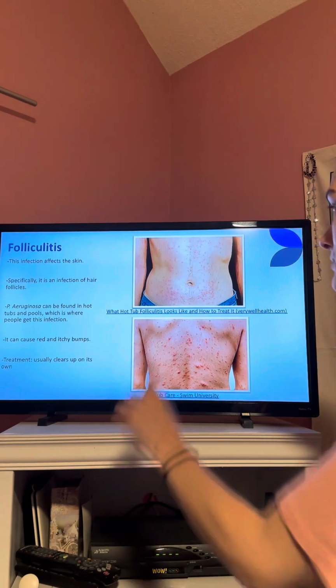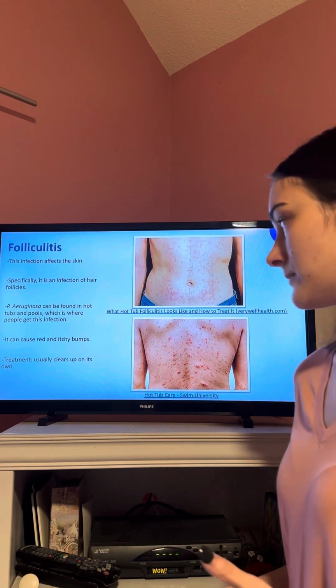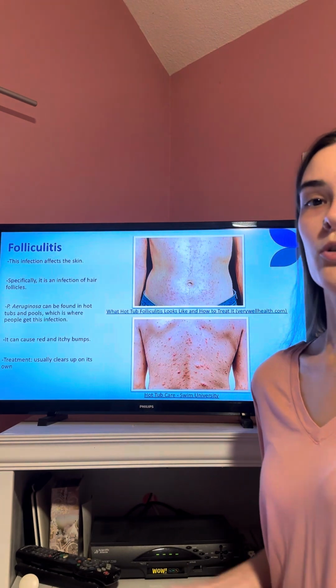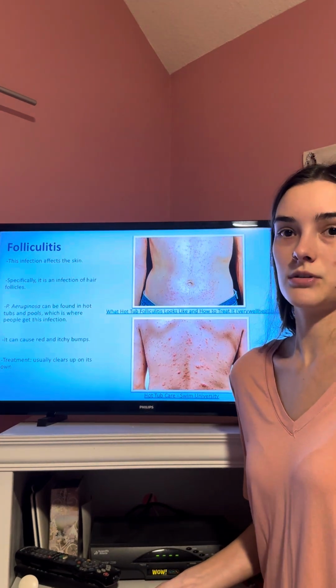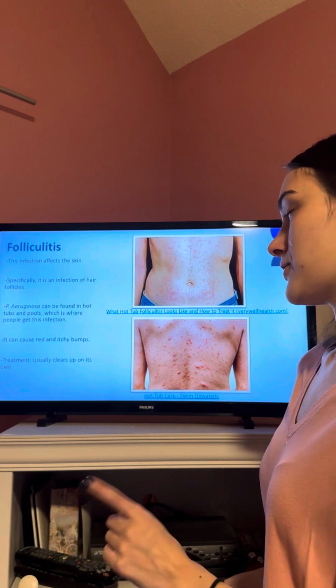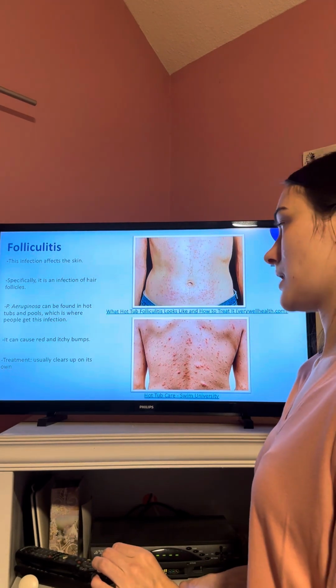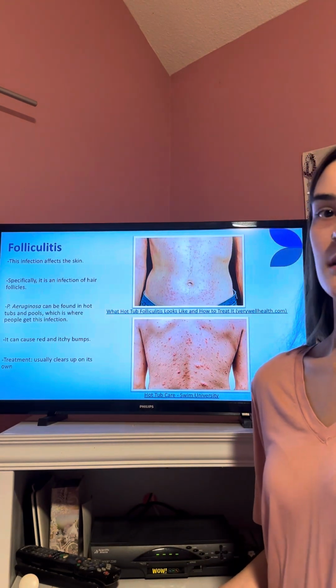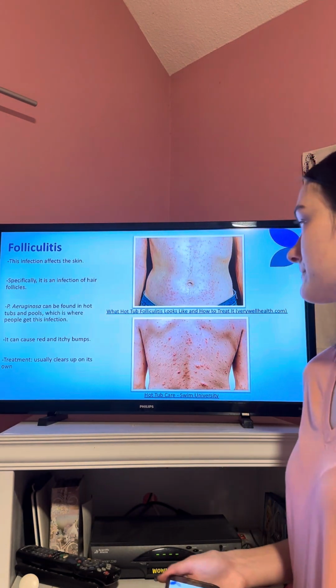It causes these red and itchy bumps all over your skin or any affected area. Like when you get in a hot tub and pool, your whole body is submerged, so it will affect most of your body. And the treatment for this is it usually clears up on its own, but in certain circumstances it won't, and doctors will prescribe an antibiotic.